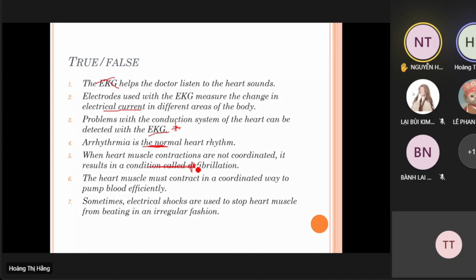Statement number 6, heart muscle must contract in a coordinated way to pump blood efficiently. It's true, right? Contract in coordinated way with others to pump blood efficiently. It's true. Good. And 7. It's true. That's it. Electrical shocks with the defibrillator stop heart muscle from beating in an irregular fashion, to take the rhythm back to normal.